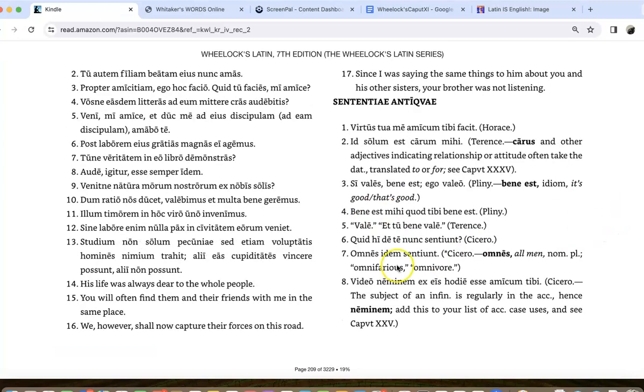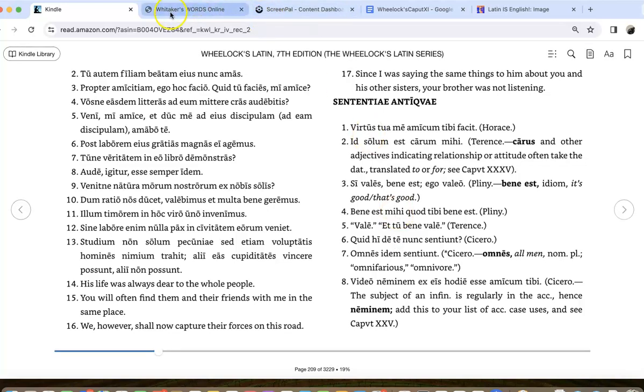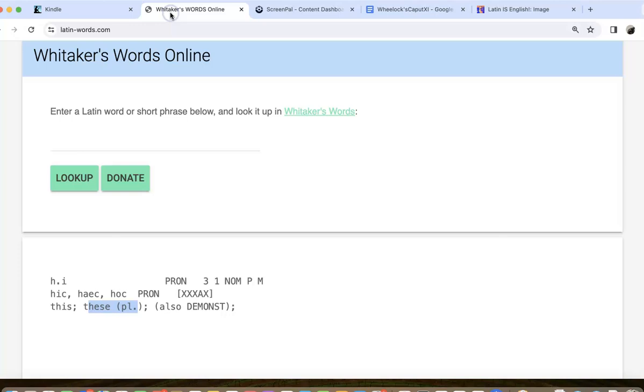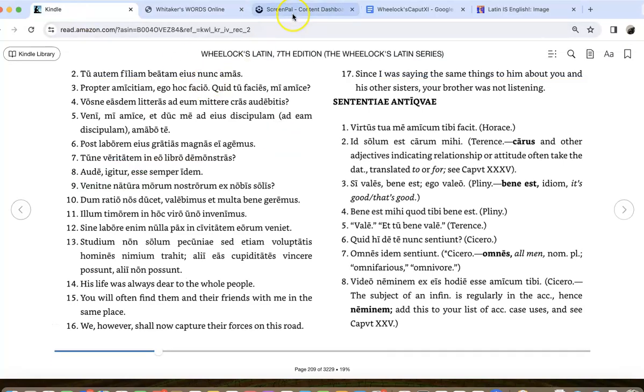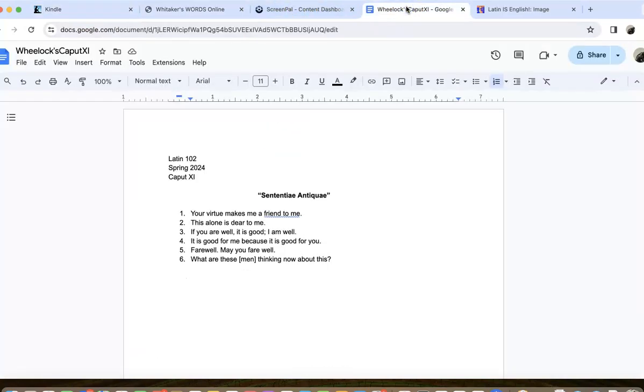Go back and take a look at the example. Remember, Latin doesn't use is or are. What are these men now thinking? Nunc means now. What are these men now thinking de te? Actually, de te means about you. I made a mistake there because te is not this, but referring back to a person. So I apologize. Let's change that there. So about you, de te.